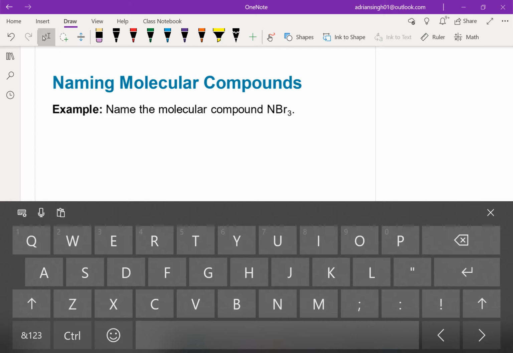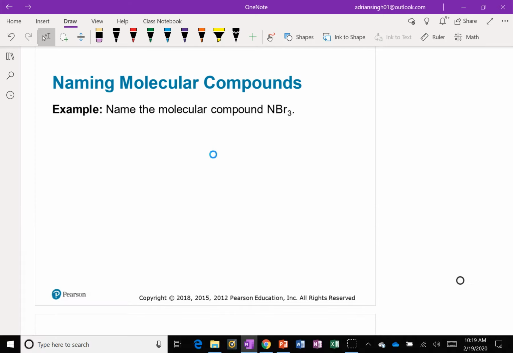First name. N is nitrogen. I have 1 nitrogen. Do I need the mono for the first one? No, leave it out. Br is, as a last name, bromide. Remember it has to have that IDE ending. You have 3 of them. What's the prefix for 3? Tri. So nitrogen tribromide.